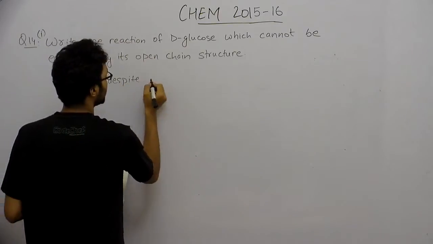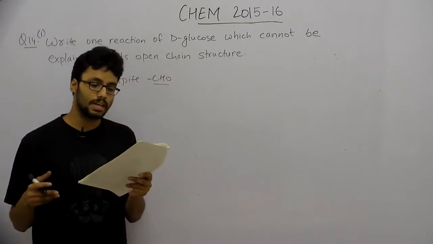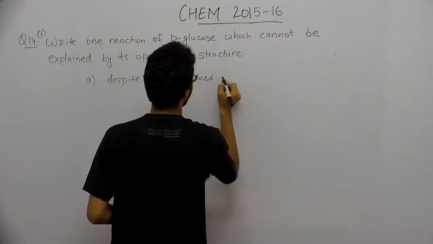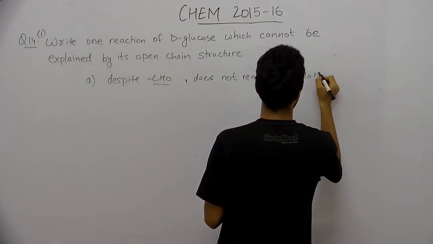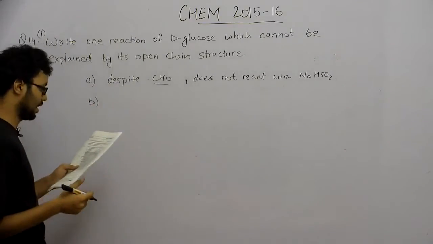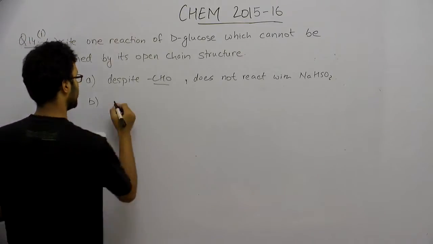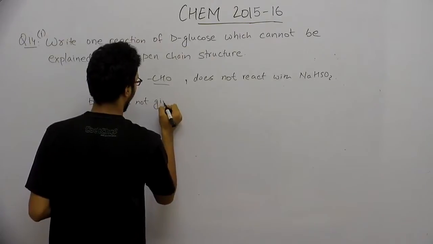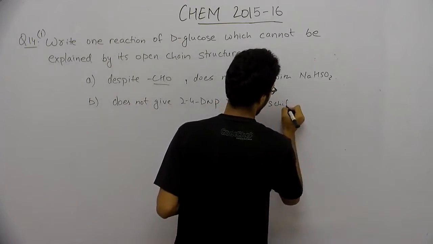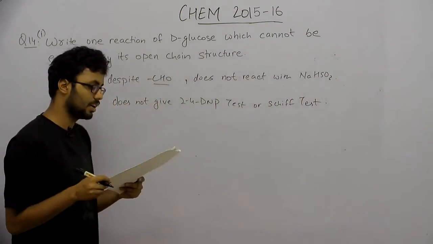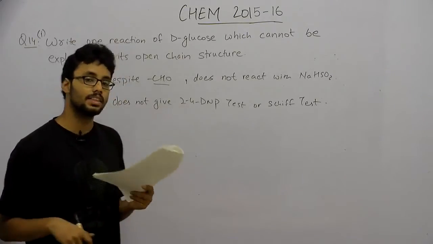despite the CHO group, it does not react with sodium bisulfite. Secondly, it does not even give the 2,4-DNP test and Schiff's test in spite of having an aldehyde group. Third, the pentaacetate of glucose does not react with hydroxylamine. This indicates that there is no free CHO group.